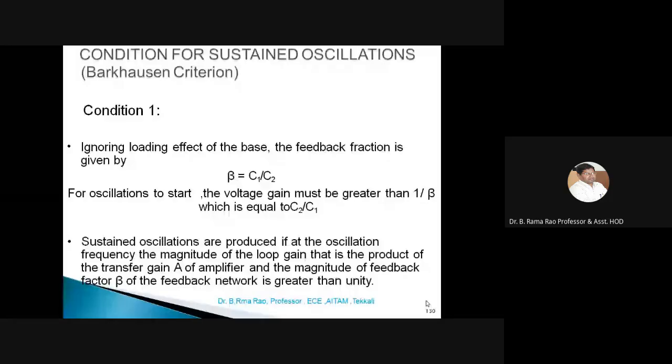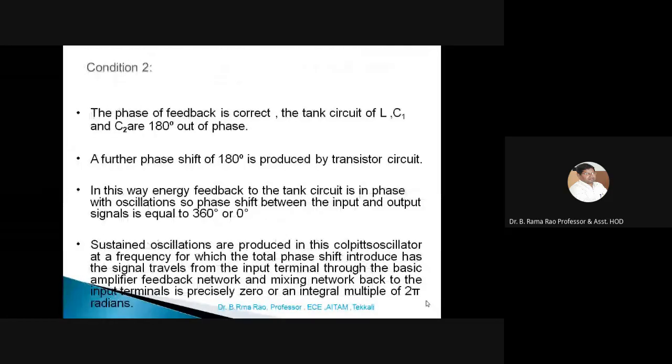Okay, so the phase angle, of course, we can get the phase angle of 360. 180 degrees is obtained by the transistor circuit. We are using the transistor circuit as a CE amplifier. The CE amplifier produces 180 degrees phase shift, and another phase shift is obtained from the tank circuit of L and C. In case of the Hartley, L1, L2 and C. In case of Colpitts, L and C1 and C2.